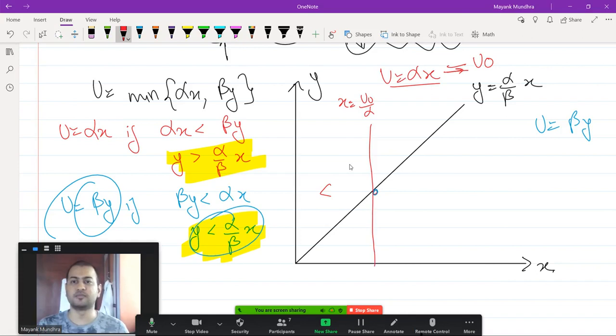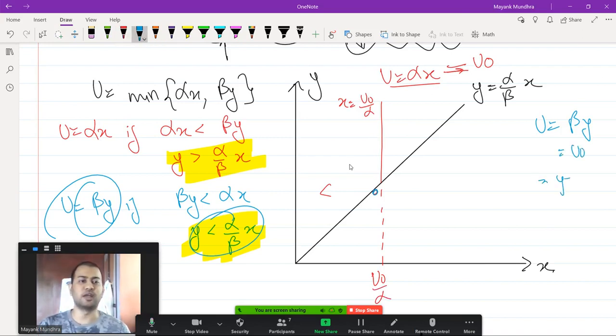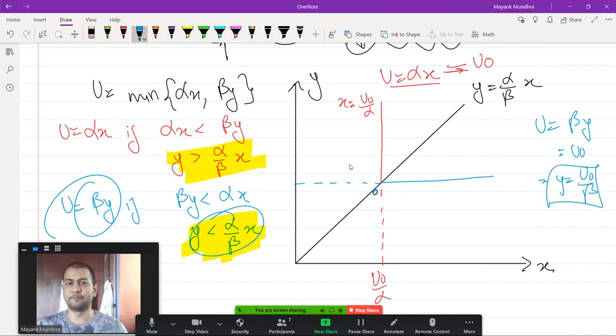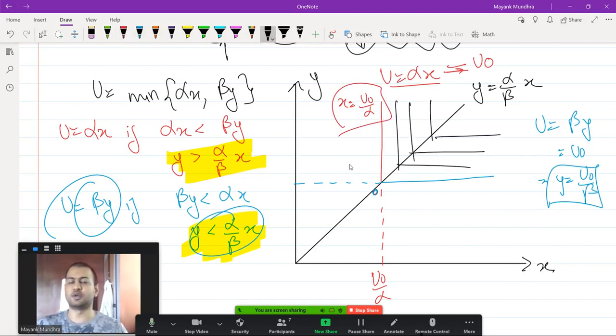So this is the line, x equals to u naught upon alpha. And here you will have beta y equals to u naught, which implies y equals to u naught upon beta. So it will be a line like this. Y equals to u naught upon beta. Okay, so u naught upon alpha, u naught upon beta. So you'll have parallel lines here and parallel lines here. So this is what your ICs are going to be like.